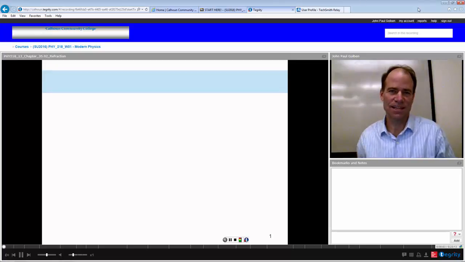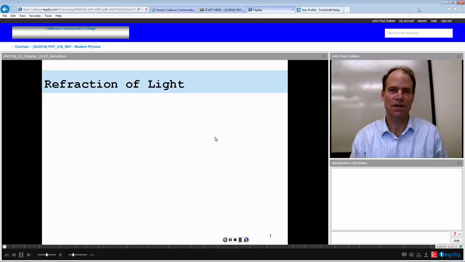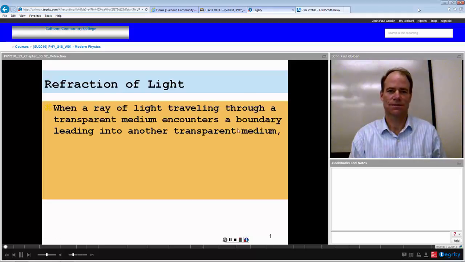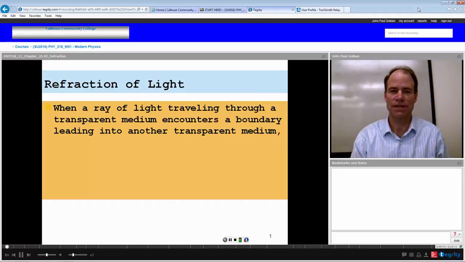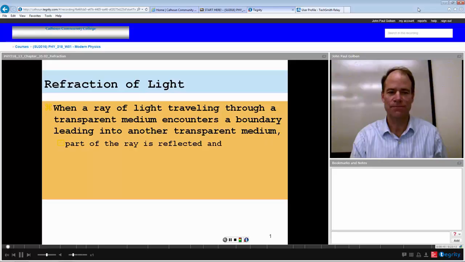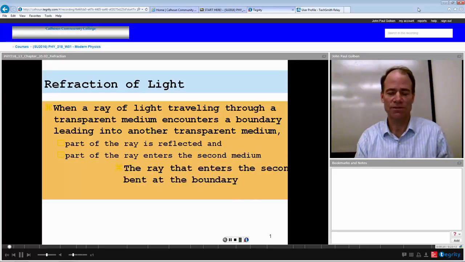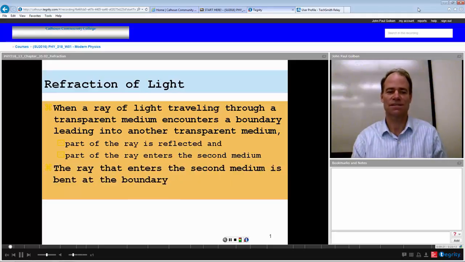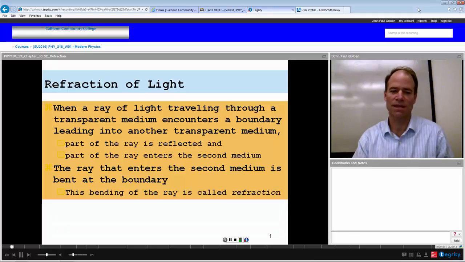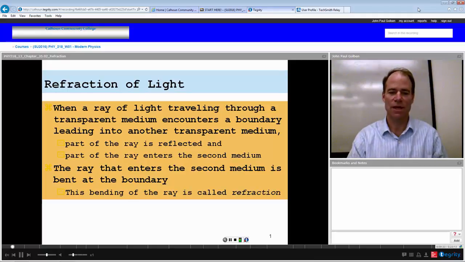This is the second short lecture of Chapter 35, dealing with geometric optics, and we're going to focus on refraction. When a ray of light traveling through a transparent medium encounters a boundary leading into another transparent medium, part of the ray is reflected, and part of the ray enters the second medium. We say that this second ray that enters the second medium and is bent at the boundary is refracted. And the bending of the ray is the process of refraction.